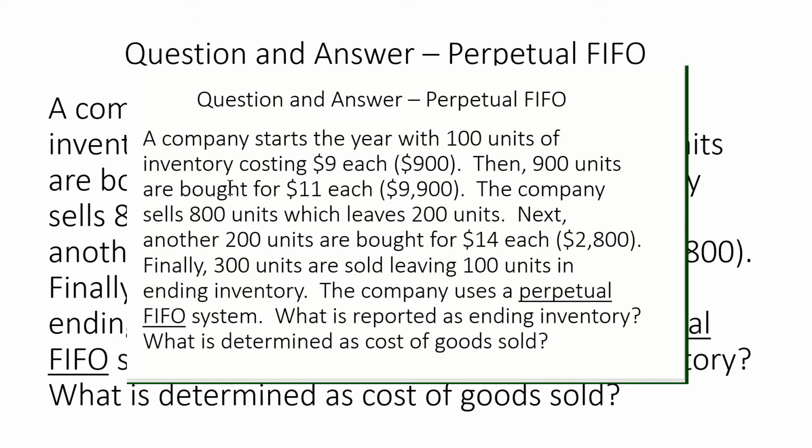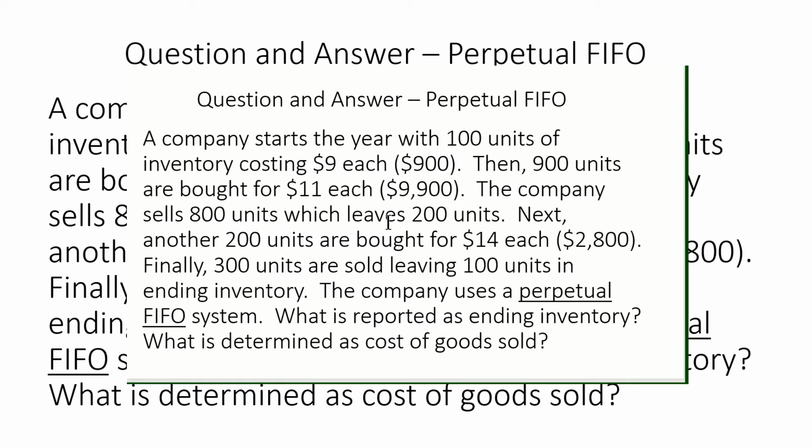Take notes on what you think are important. A company starts the year with 100 units of inventory costing $9 each, $900. Then 900 units are bought for $11 each, that's $9,900. You notice that there's a little bit of inflation going on here. The company sells 800 units, which leaves 200 units. In a perpetual system, you always want to keep things listed chronologically because that's how you're going to record them.